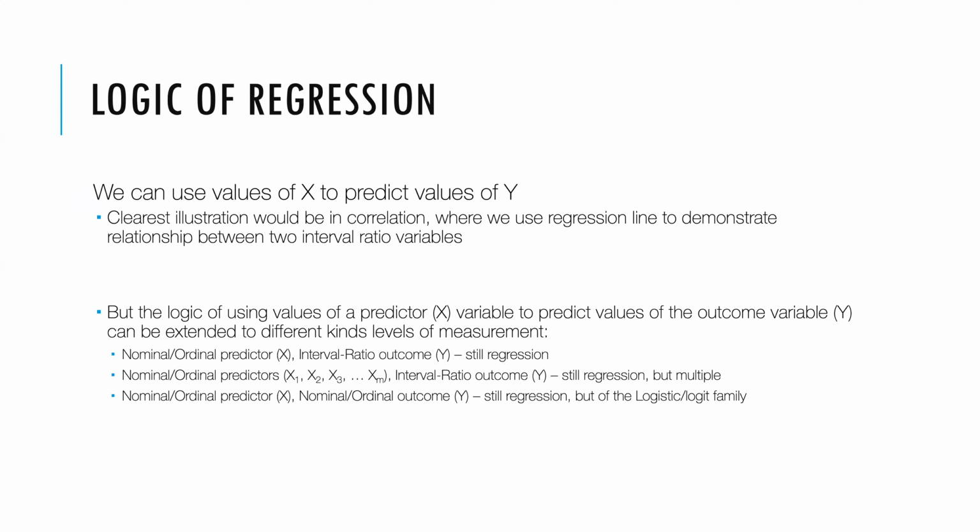But that same logic of using X to predict Y can be extended to other kinds of levels of measurement. So we can have a nominal or ordinal predictor with an interval ratio outcome. That would still be a form of regression. Nominal or ordinal predictors, so more than one predictor, and an interval ratio outcome. That is also still regression, known as multiple regression. We have an extension of those types of regressions with nominal and ordinal predictors, as well as nominal or ordinal outcomes. And this is known as a logit family or logistic regression. So all of these are forms of regression.